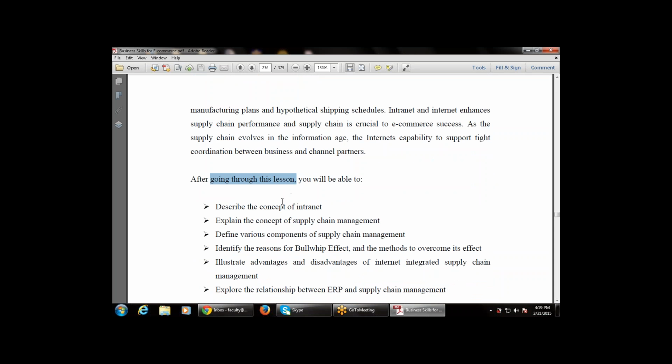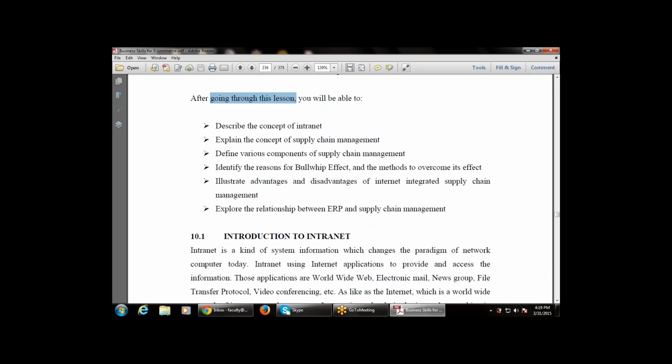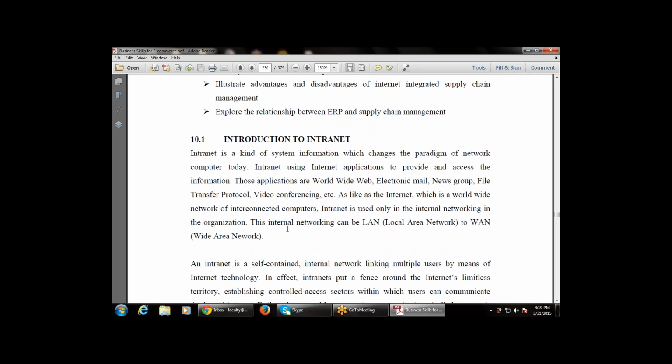After going through this lesson, you will be able to understand the concept of the intranet, that is, what is the intranet, explain the concept of supply chain management, define various components of supply chain management, identify the reasons for bullwhip effects, various advantages and disadvantages of internet integrated supply chain management, then explore the relationship between ERP and supply chain management.